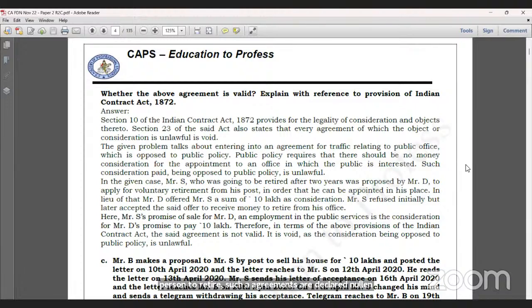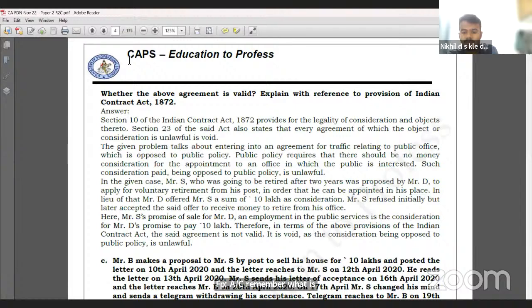So you'll write the conclusion. The agreement is null and void, and Mr. D will not be able to recover the money from Mr. S, as it is an agreement opposed to public policy where there is a trading in public offices. What is trading in public office? It means government service. Now see the answer in which they've written it. If I were to write the answer, you have to make 4 points: facts of the case, provisions of the act, analysis, conclusion. FPAC. Remember, what is F? Facts. What is P? Provisions. What is A? Analysis. What is C? Conclusion. Now you read the answer.